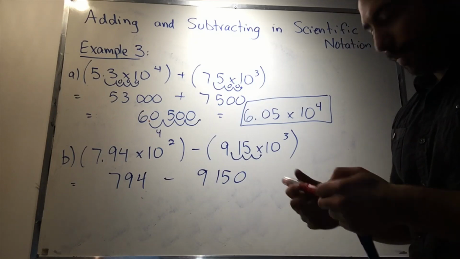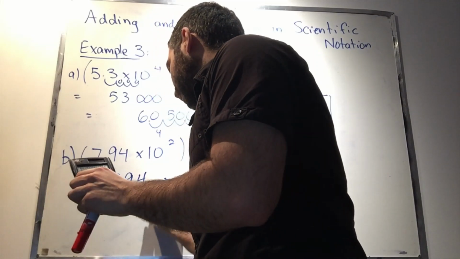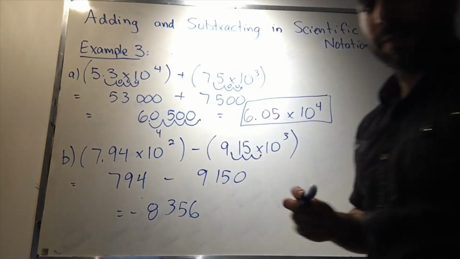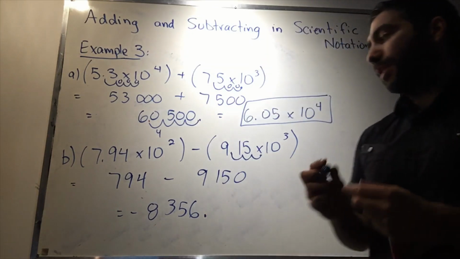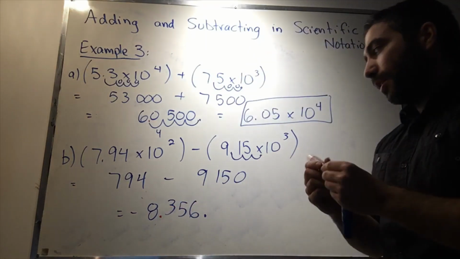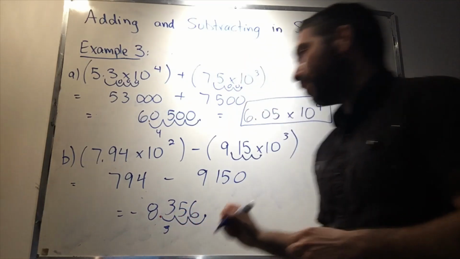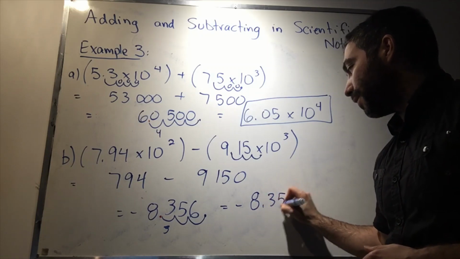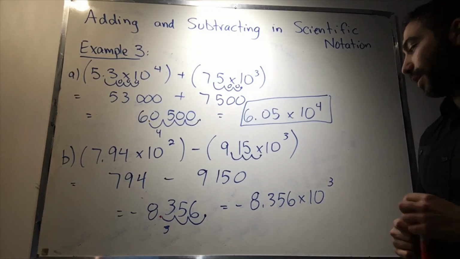We get negative 8,356. Okay. The fact that the number is negative shouldn't bother us. That's okay. So the decimal is still after the 6. It's at the end. We want the decimal to be between the 8 and the 3. That means we have to move our decimal 3 times to the left. 1, 2, 3. Since we're moving to the left 3 times, this means that our answer in scientific notation is negative 8.356 times 10 to the positive 3. Okay, and that's the final answer.